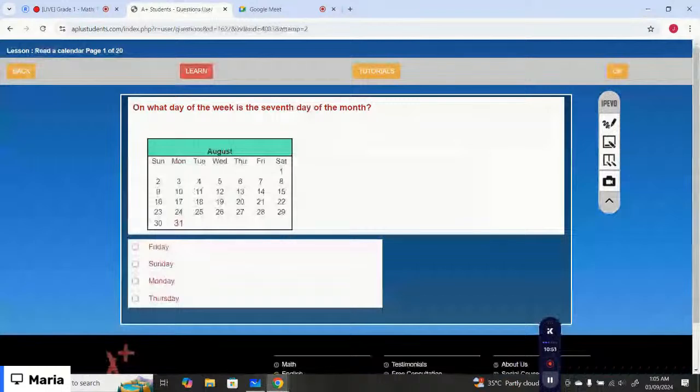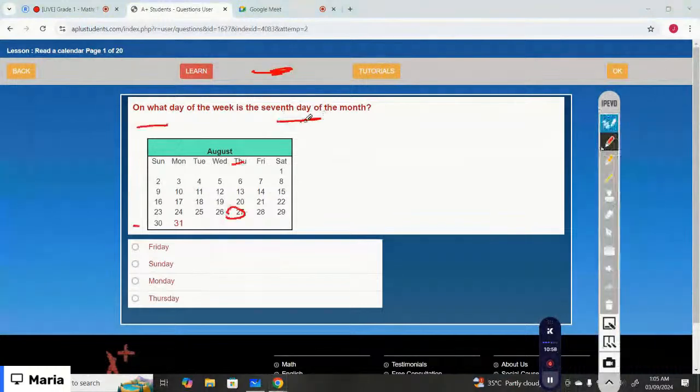On what day of the week is the seventh day of the month? You have to see the seventh day of the month. So the seventh day of the month means 7 it is, right? You have to see what day it is on the seventh. So here is the seventh day of the month, right? And the seventh day of the month is Friday. So the correct option is Friday. Got it?